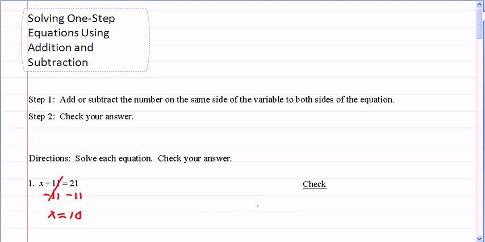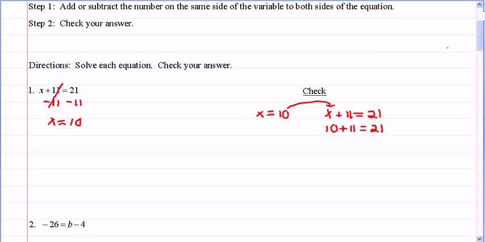And to show the check, to make sure that this answer is correct, I take the value of x equals 10 and I write the original equation, x plus 11 equals 21, and I substitute 10 in for x. Since both sides of the equation are equal to 21, x equals 10 is correct, so now I can put a box around x equals 10.